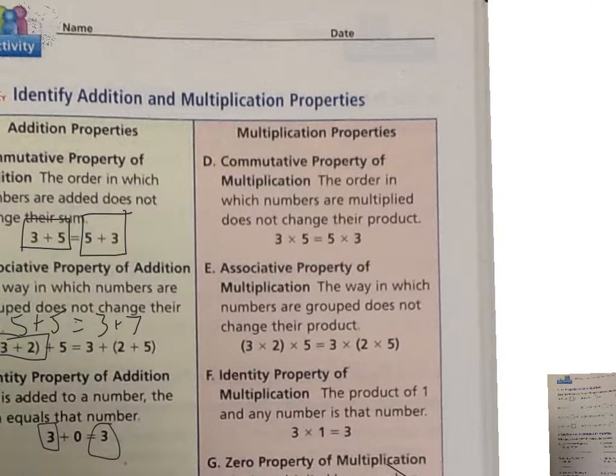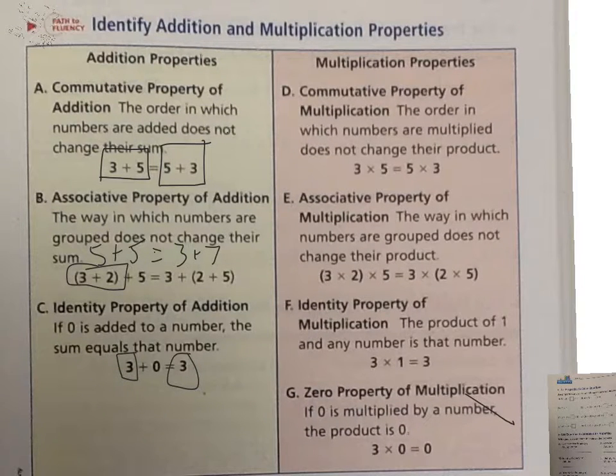All right, so for multiplication, it's very similar. The commutative property of multiplication means the same thing as the addition. If you have 3 times 5, it equals the exact same thing as 5 times 3. The associative property, it's similar to the addition too. 3 times 2 times 5 equals 3 times 2 times 5.